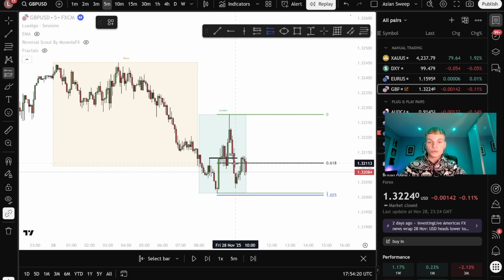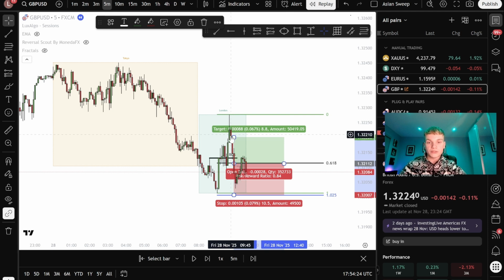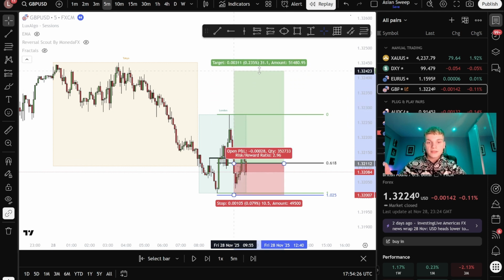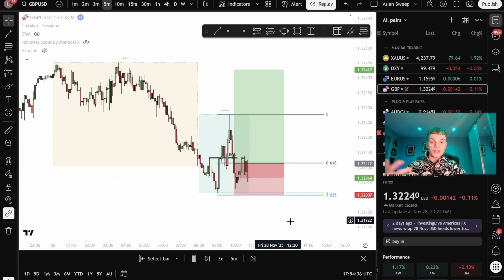Now, we did see some drawdown from this trade, but we did actually go ahead and hit a 1 to 3 again. So 1.025 level for the stop loss. Simply target a 1 to 3, or you can target the previous session's liquidity. You could target whatever you want to target, you can go ahead and do so. But for me, I've built my data based on a 1 to 3 risk to reward ratio, like I say.